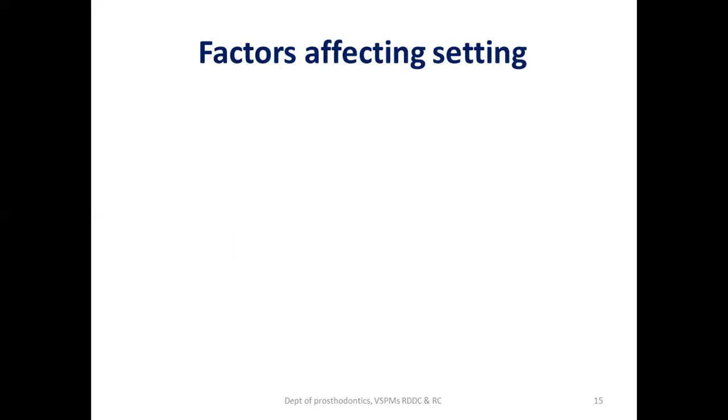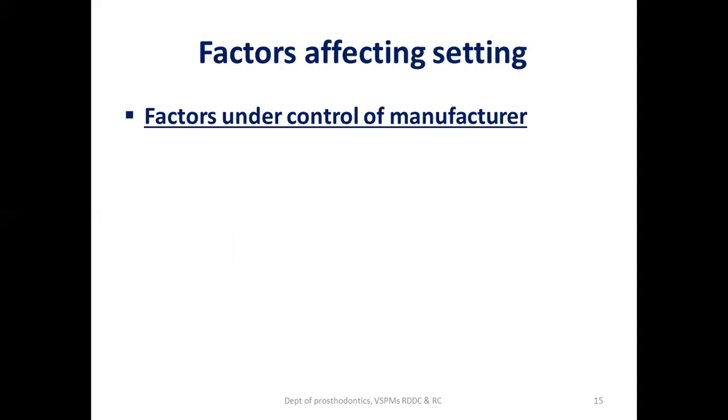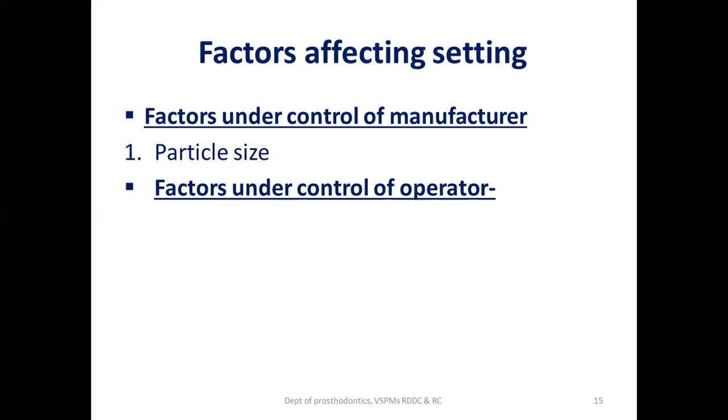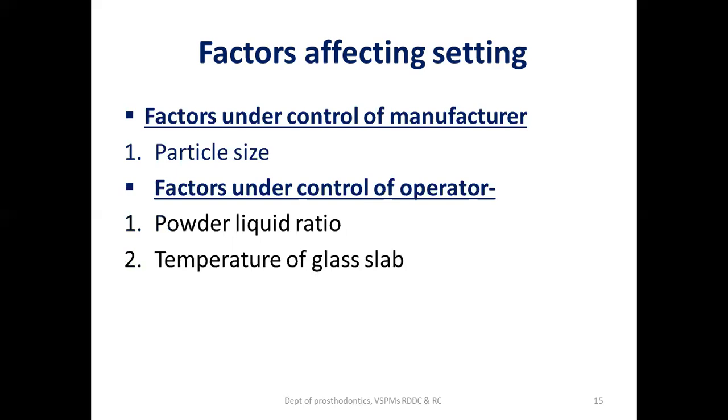Now, what are the factors that affect the setting? Yes, we have a habit to write it under the control of the manufacturer and under the control of the operator. Under the control of the manufacturer, it is the particle size. The finer the particle size, the faster the cement sets. Under the control of the operator, it is the powder liquid ratio: the higher the powder liquid ratio, the faster the cement will set. If the glass slab is cooled, it will lengthen the setting time. If the mixing time is increased, the setting time will be decreased.